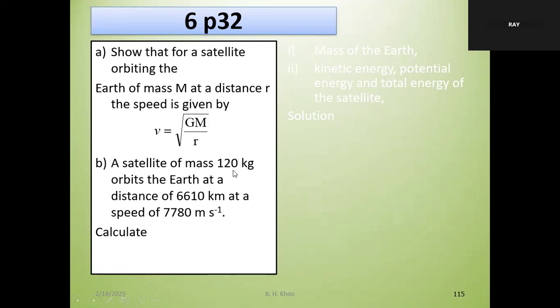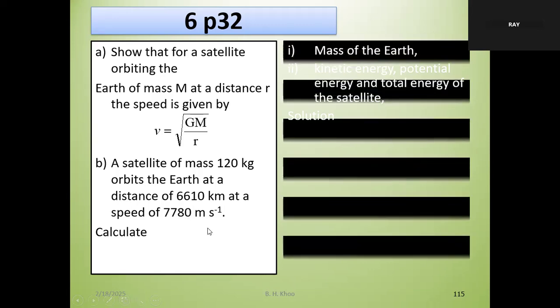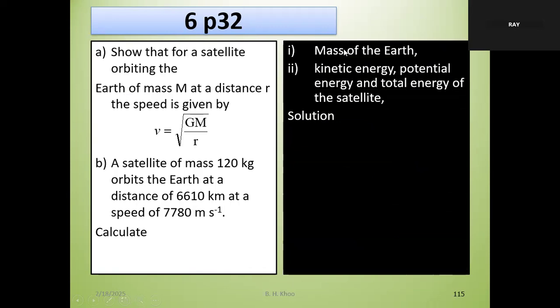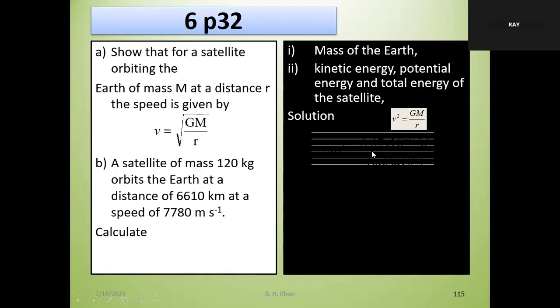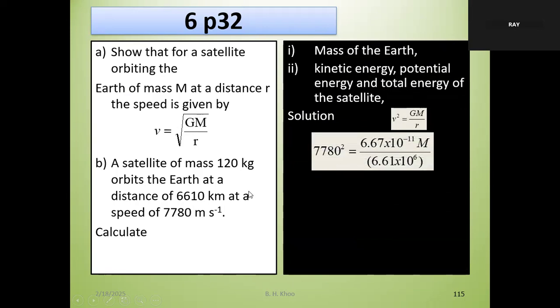A satellite of mass 120 kilograms orbits the Earth at a distance of 660 kilometers at a speed of 10. Calculate the mass of the Earth, and the kinetic energy, potential energy, and total energy of the satellite. Usually they ask you to derive, or they will ask you to use a formula. So we just square that to get this formula and put in the values.